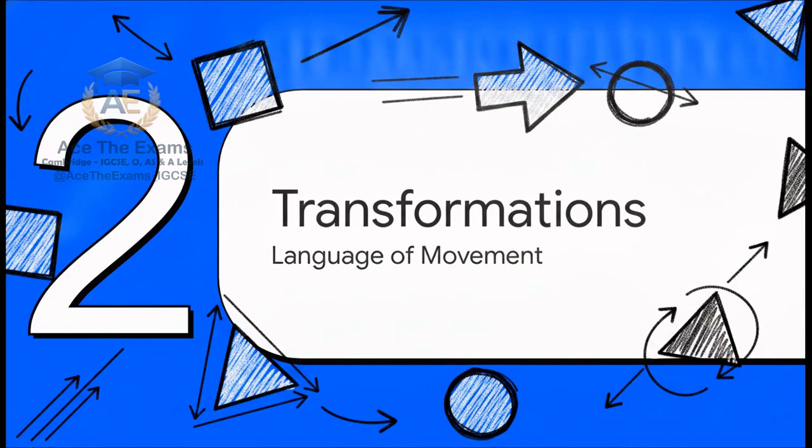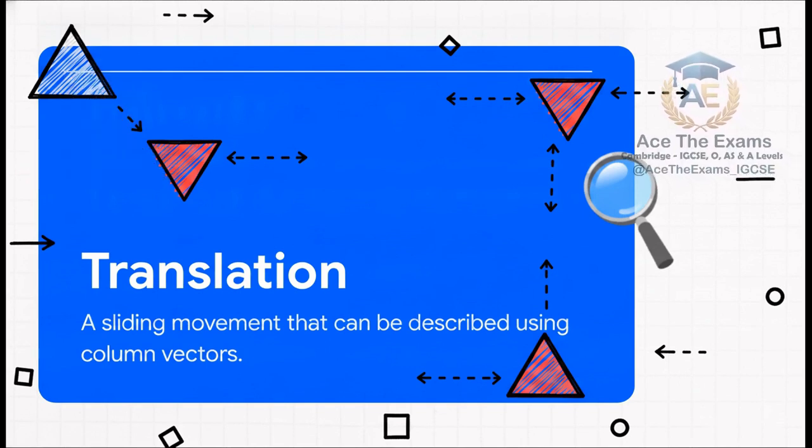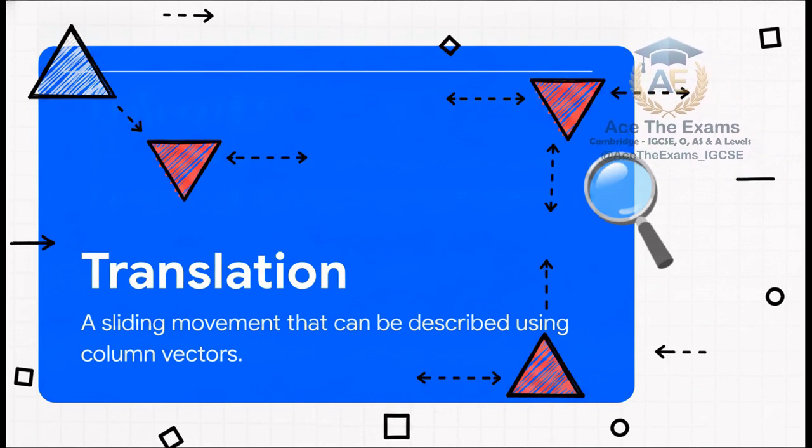Section 2, Understanding Transformations, the Language of Movement. All right, now that we've got our arithmetic foundation, shout out to those Renaissance rebels, let's transition over to modern geometry. How do we describe moving an object from one place to another without changing its shape or size? Well, in math, we call this a translation.